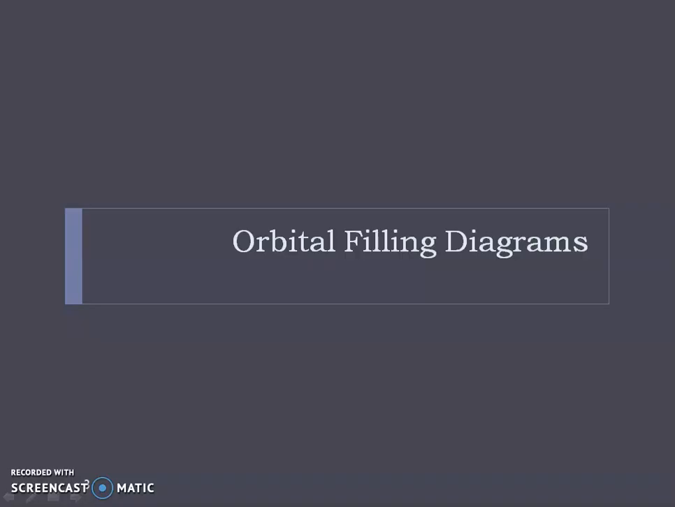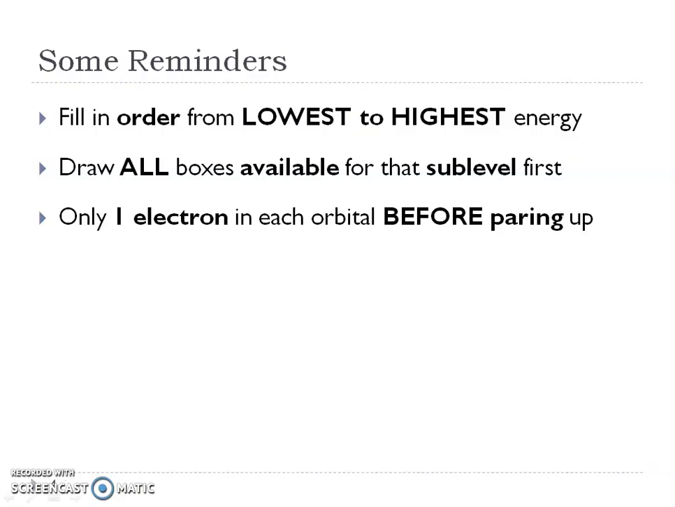So in the orbital filling diagrams, as a reminder, you always want to go from the lowest energy to the highest energy. You also want to remember that all the boxes available for that sublevel have to be filled up first. So first of all, you have to draw all of those boxes, whether they're filled or not, but they have to be filled before moving on to the next sublevel. You also want to remember one electron in each of those orbitals, in each of those boxes, before pairing up.